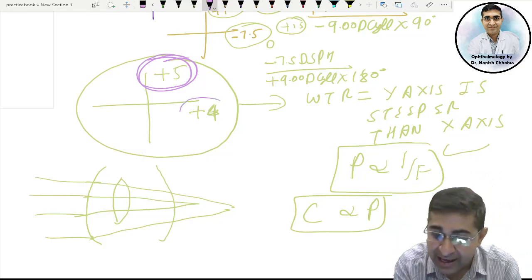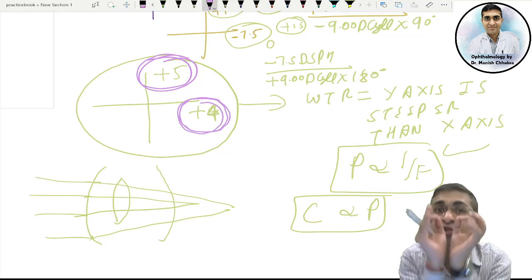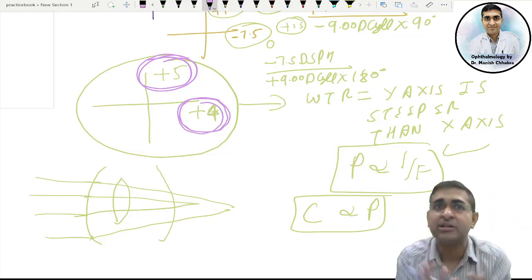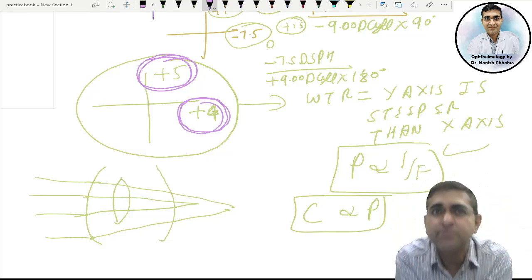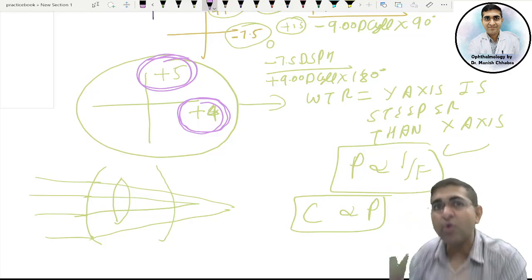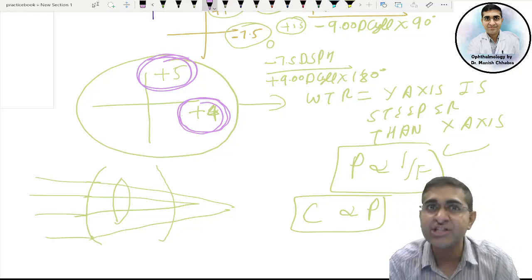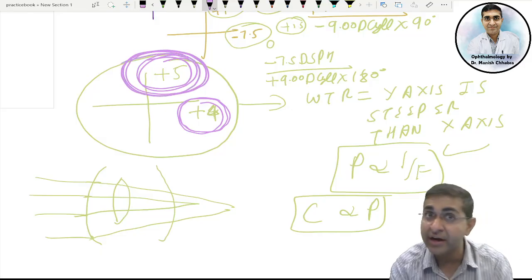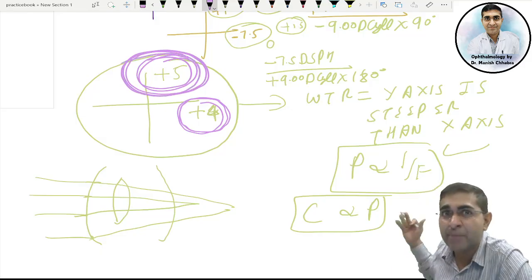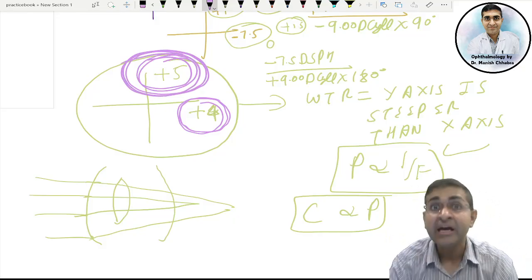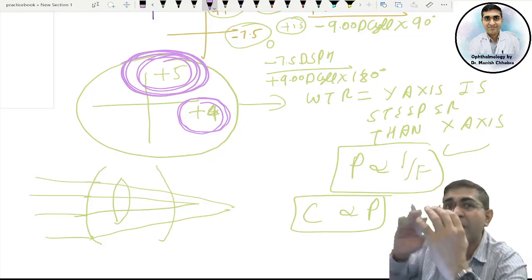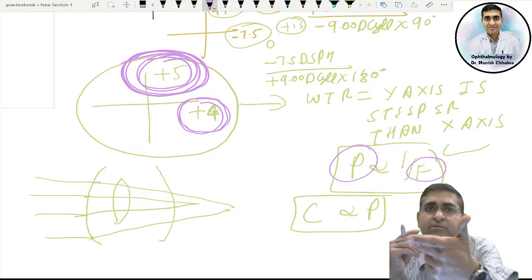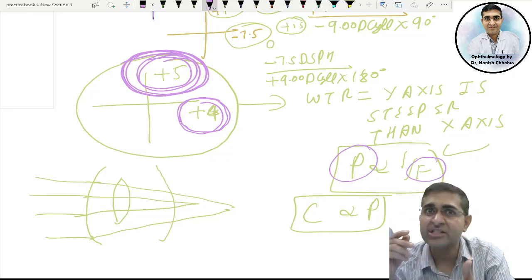That is why you require less power to bring the point of focus from behind the retina to on the retina. So that actually tells me the focal length, that means the distance between the cornea and the point of focus, is more at y-axis or at x-axis. It is more at y-axis. That is why you required more power to bring it from behind the retina to on the retina. Yes, if the focal length is more, that actually tells you the power is less, or vice versa. Or if the focal length is less, the power is more.